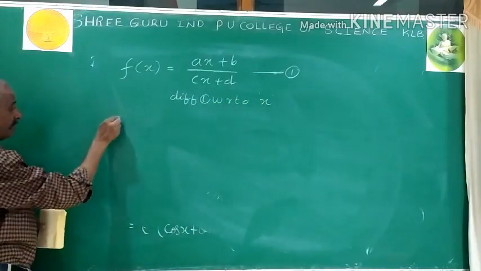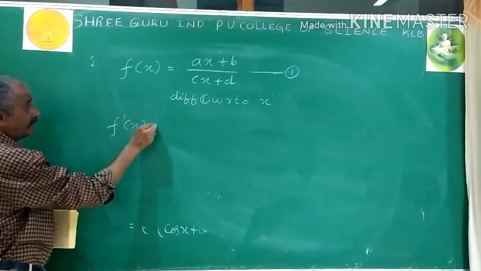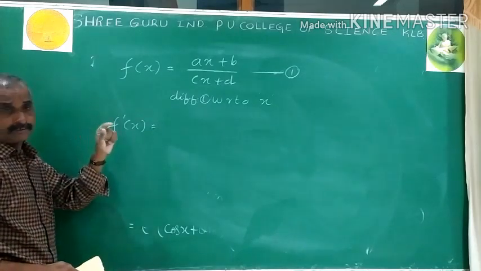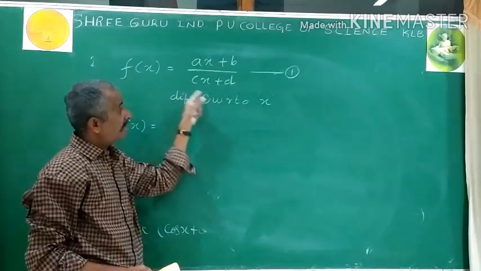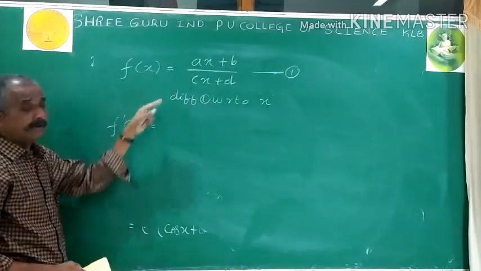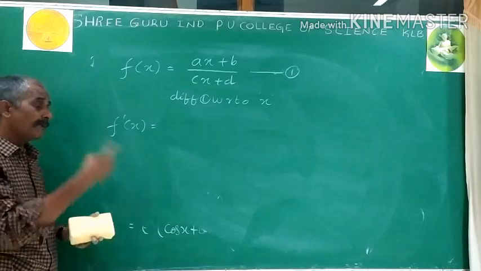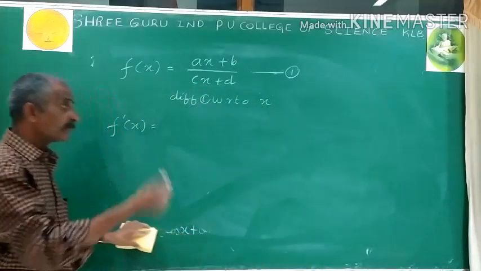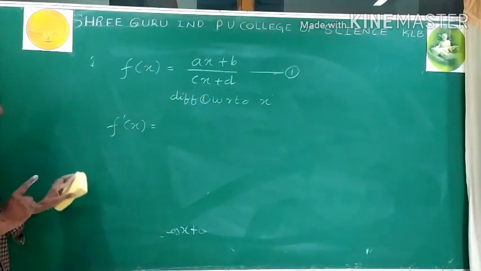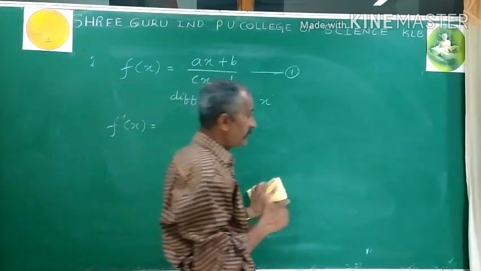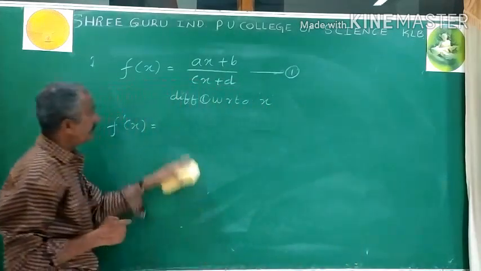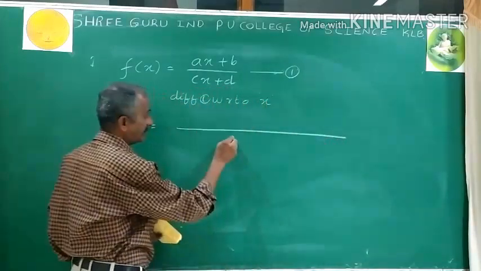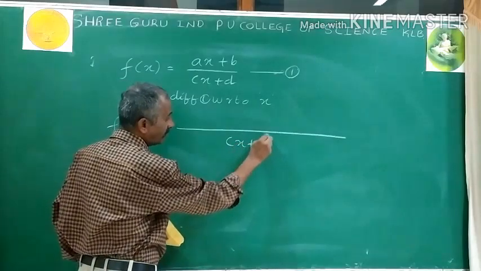On the left side, f dash of x. On the right side, before differentiating you have to think of which rule is to be adopted first. The entire right side is in the form of u divided by v, so we have to apply the quotient rule compulsorily. When you want to impose the quotient rule, that rule should be in your memory, otherwise no use. First write the denominator whole square, that is (cx plus d) whole square.